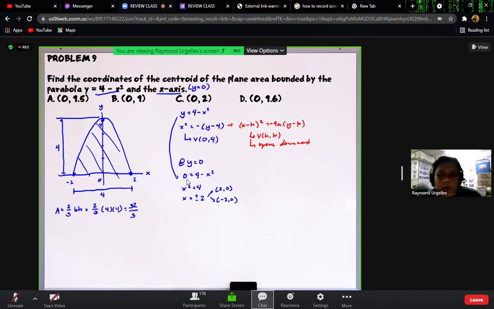Ang madalas nyo makikita mga sagot dyan ay 16/3, 32/3, 64/3. So something over 3. Okay? So yan yung lumalabas na area natin. So we have 32/3 square units. Okay? Okay ba? So any questions so far?